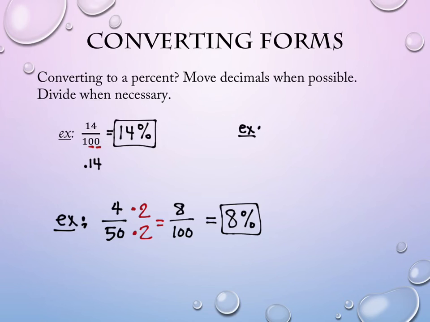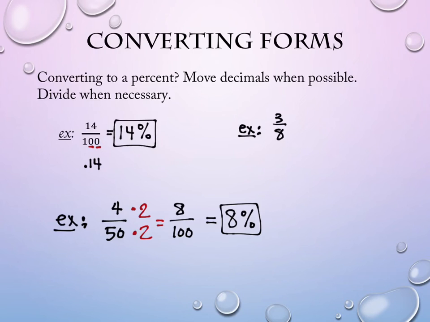Most of the ones you are dealing with are going to be able to have the denominator changed into 100 using multiplication. But let me throw you in one example of what happens when it doesn't work, because it doesn't have to always be that way. Let's say, for instance, you had 3 over 8. I cannot multiply 8 by something and get 100, not just by a whole number anyway. It doesn't work like that.